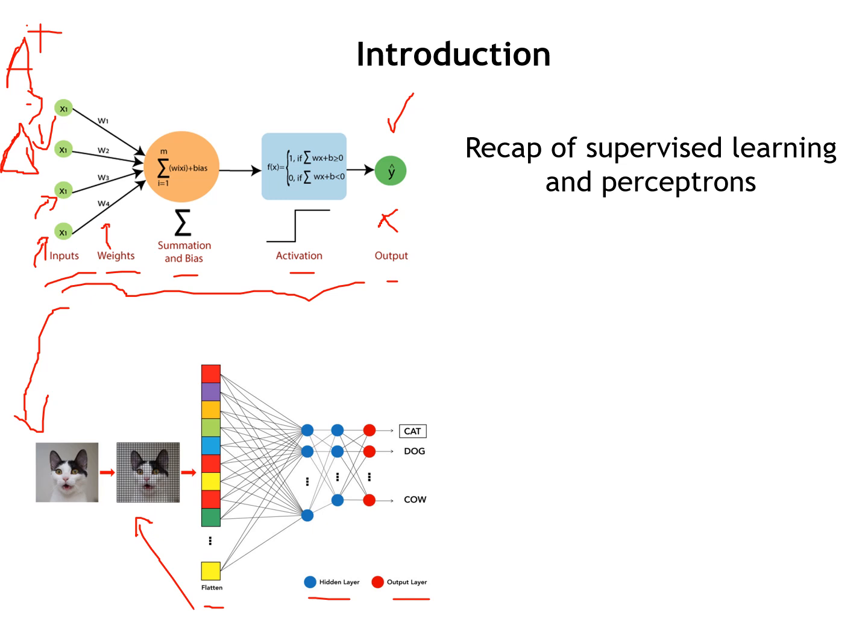And how do you do that? We not only have, again, inputs, weights, math, and outputs, we also have these hidden layers. And we can have different amounts of hidden layers.